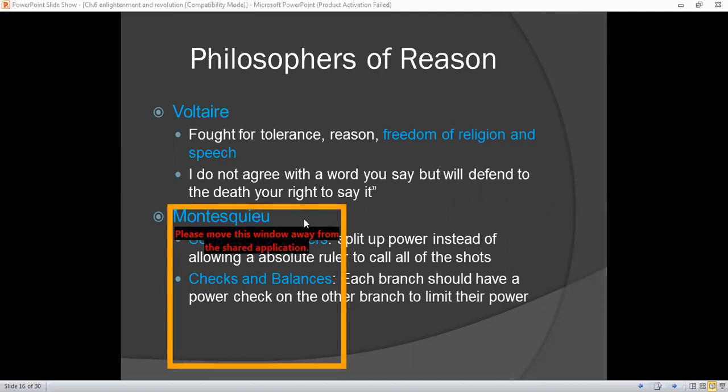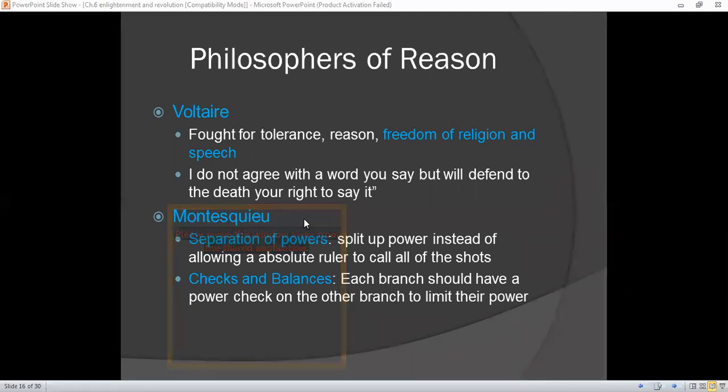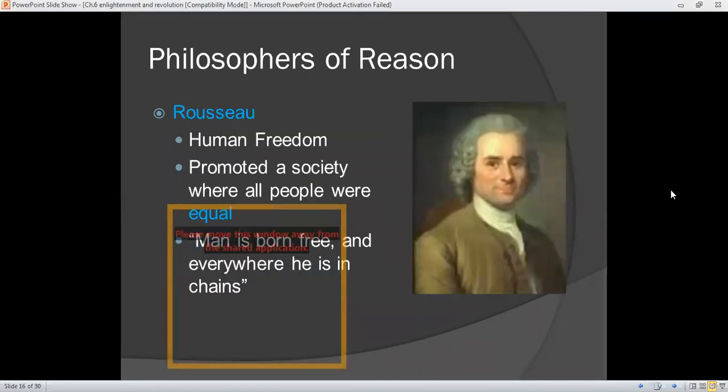Do you understand? All the philosophers go for the idea that power should be divided. Power should not be in the hand of one person or one group so that we can avoid dictatorships. Clear? Do you have any questions concerning the philosophers?